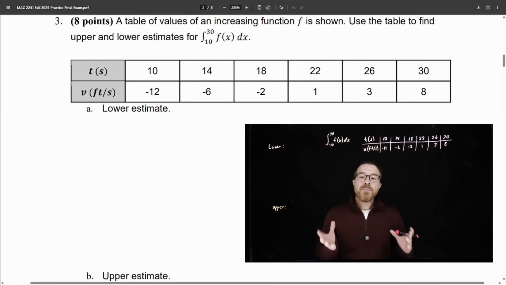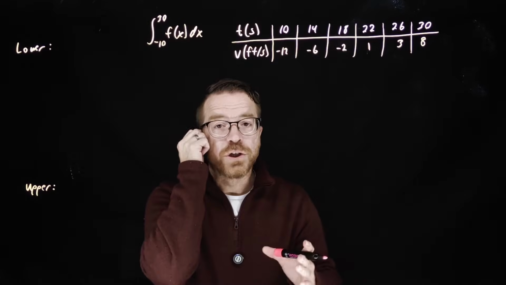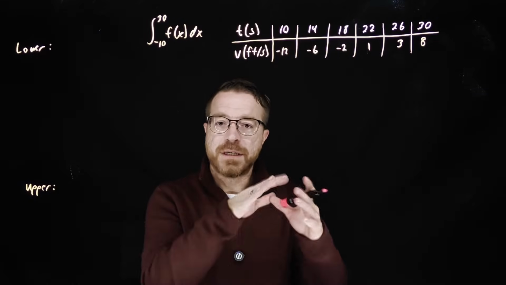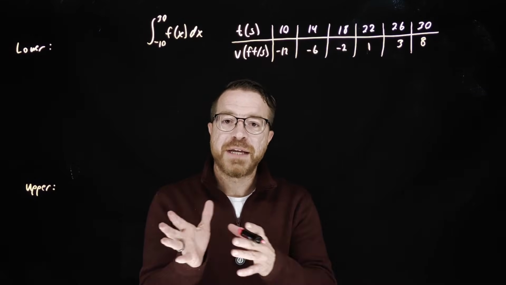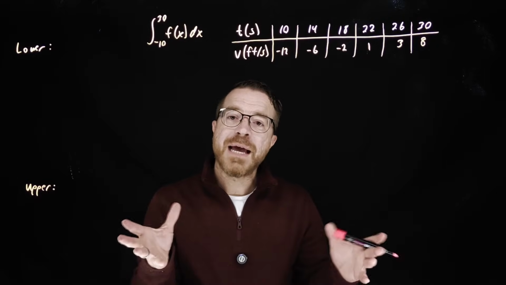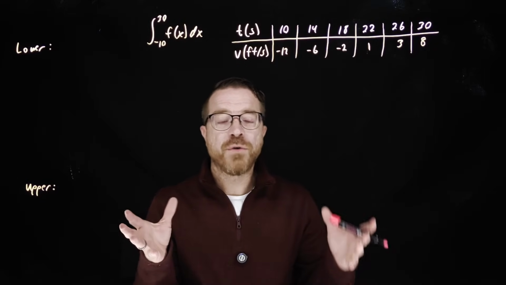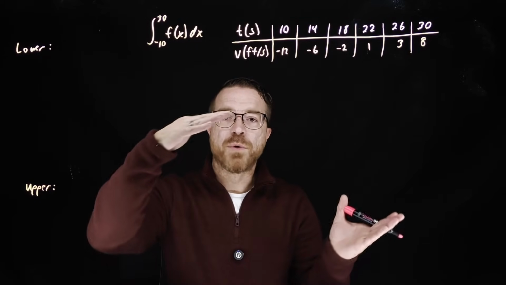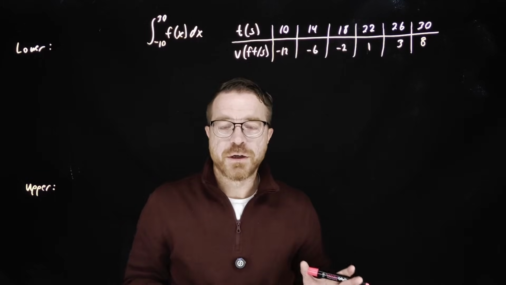Problem 3 says a table of values of an increasing function f is shown. Use the table to find the upper and lower estimates for the integral from 10 to 30 of f of x dx. And I've written out the table here and the function that we have. So as I was talking about previously, anytime we have some curve or function and we're using left-hand or right-hand endpoints, we are going to overestimate for one and underestimate for the other. And then as you get more and more subintervals, it will converge on the correct value.